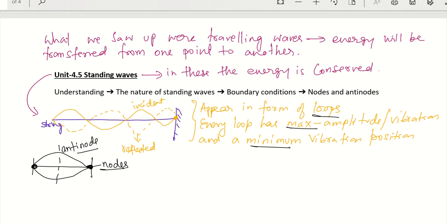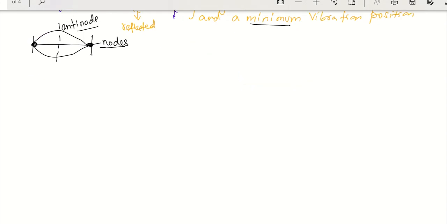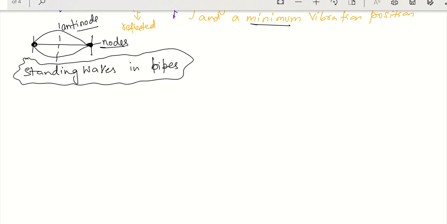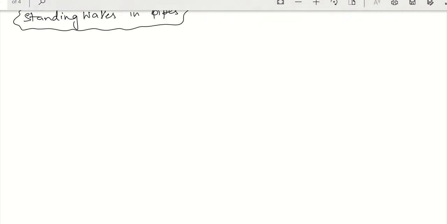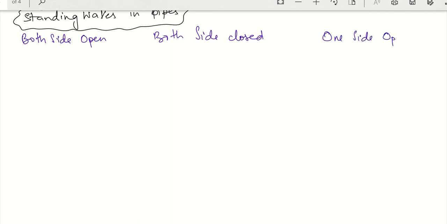Okay, now coming to the boundary conditions in sound, what happens is standing waves in pipes. Okay, so let us see this now. We are going to just understand. I am going to divide it into three parts and discuss the whole thing. One will be both sides open, both sides closed, and one side open. This is how we are going to discuss this whole thing.